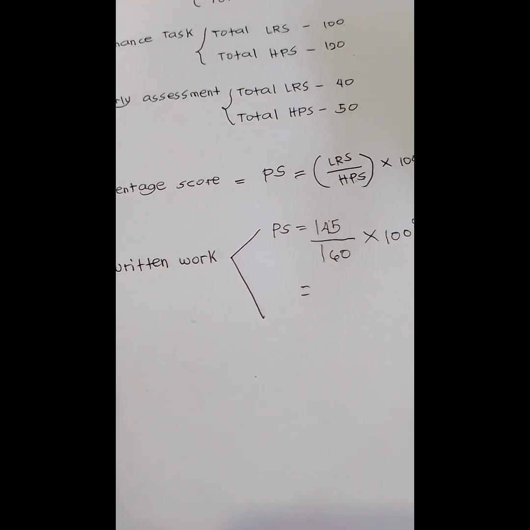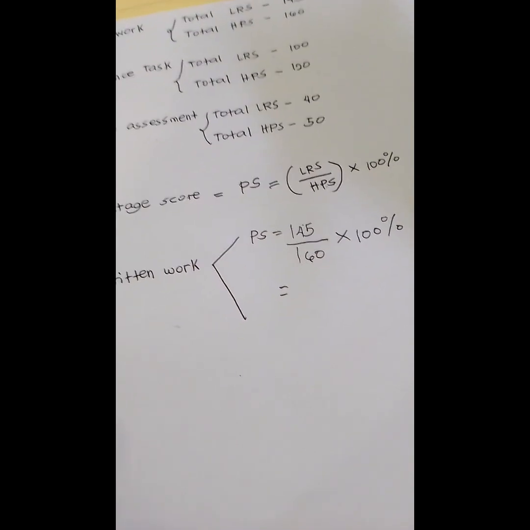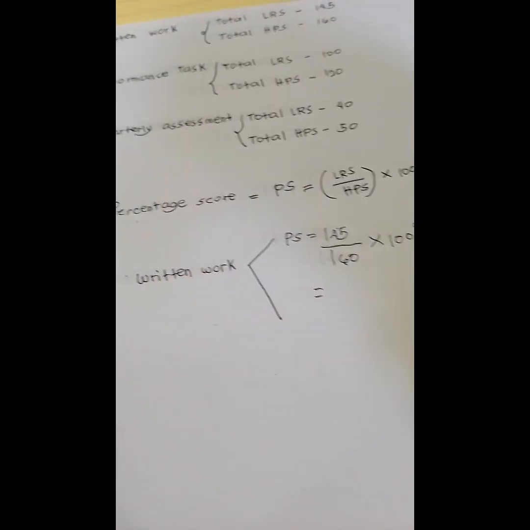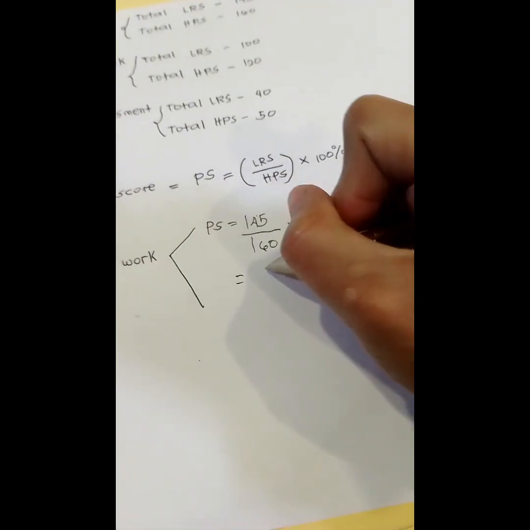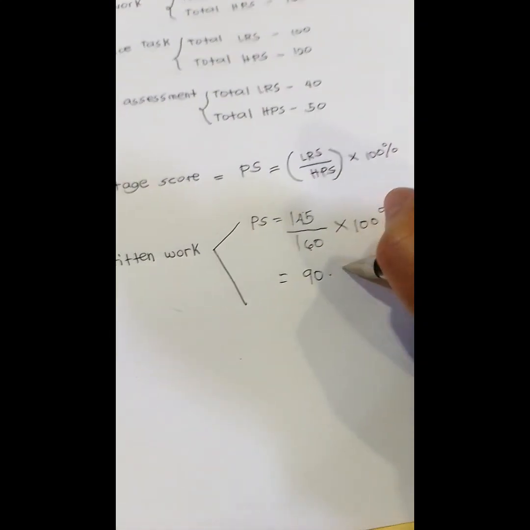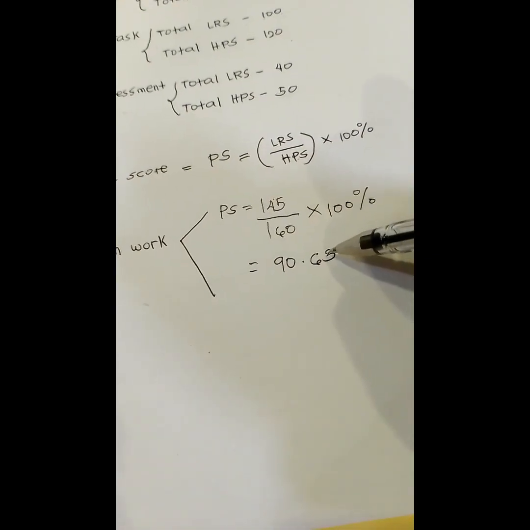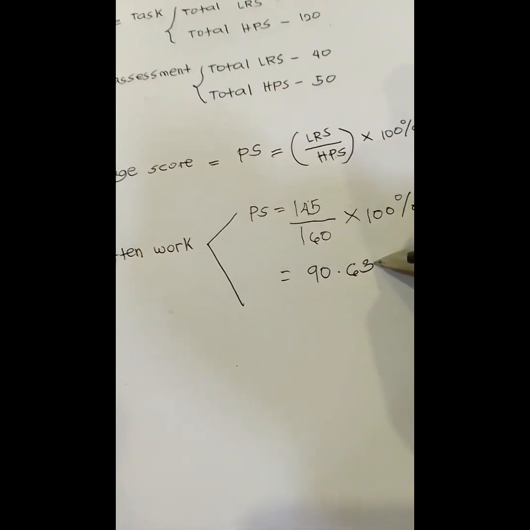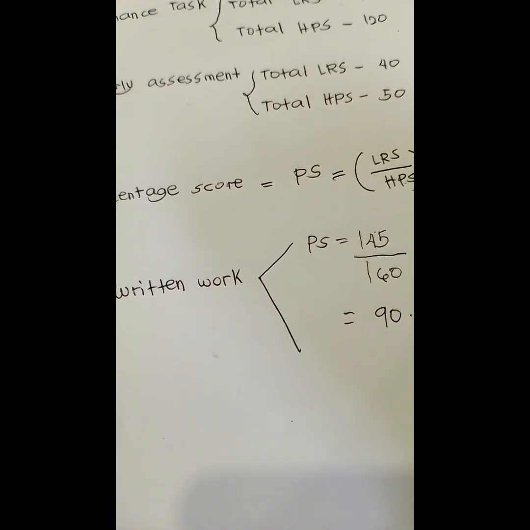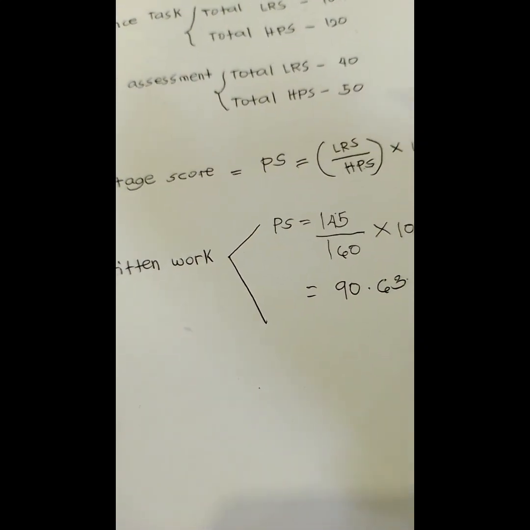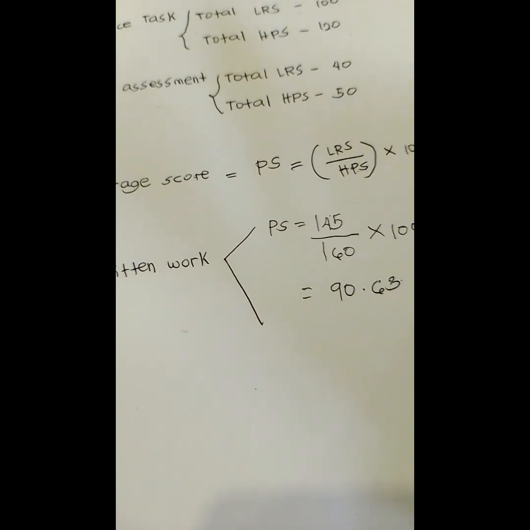90.625. So, the percentage score in written work is 90.63. Why? Diba? Why 63 siya? Because, pagkuha sa decimal guys, always remember 2 digits only. Need na to siya i-consider. Then, second digits naman guys, mo round off ta.